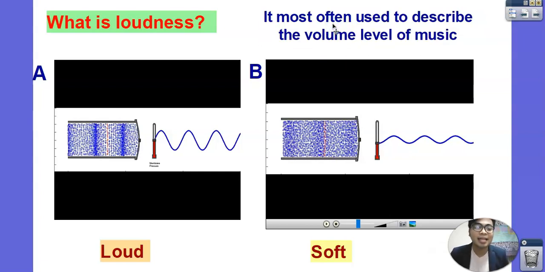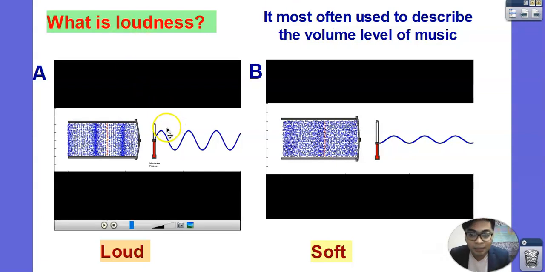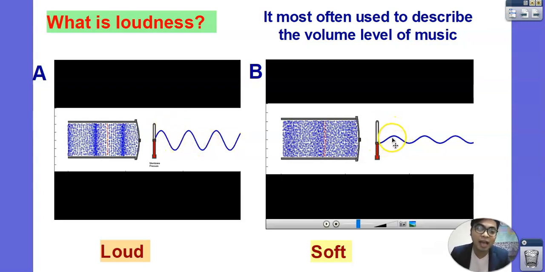So loudness is often used to describe the volume level of a music or a sound. So it talks here about this one, which has a higher amplitude, and this one, which tends to have a lower amplitude. So we have their loud and soft.